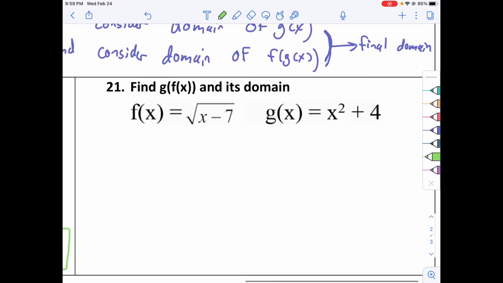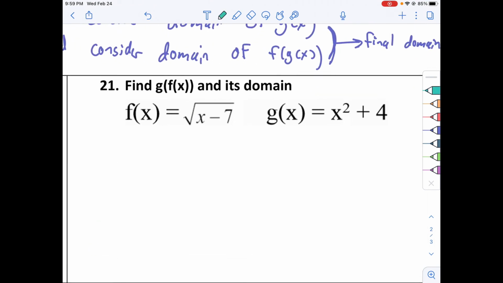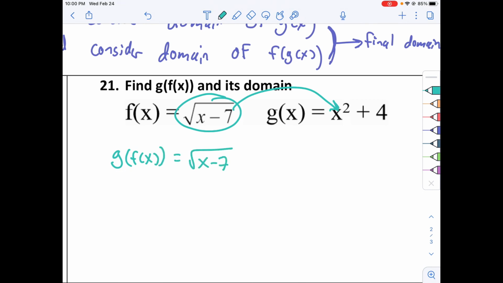21. Find g of f of x and its domain. So this time we're plugging this equation into the x of g. So g of f of x is equal to the square root of x minus 7, that's then squared, plus 4. We first consider the domain of f of x, right? This domain is telling us that x minus 7 has to be greater than or equal to 0. So that means x is greater than or equal to 7.